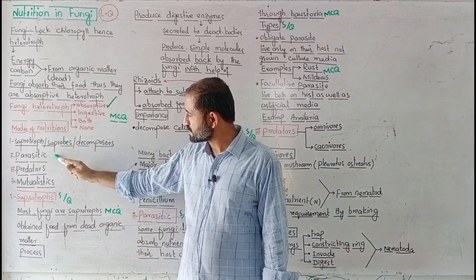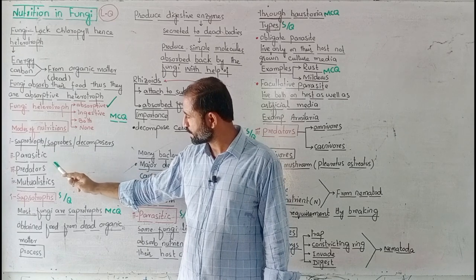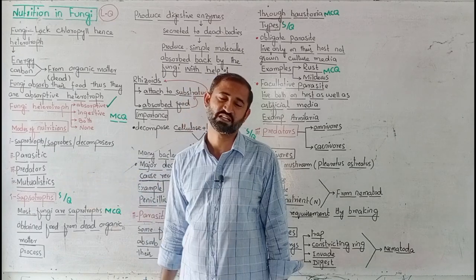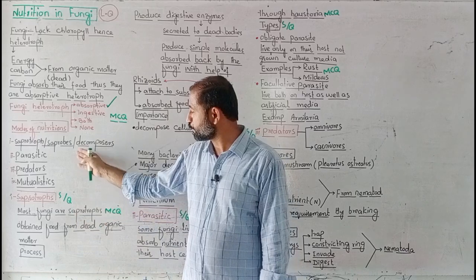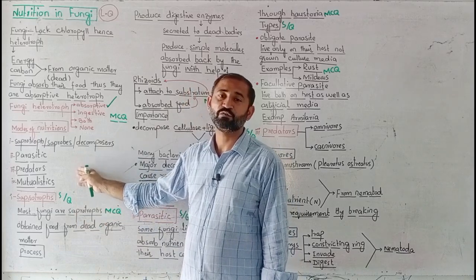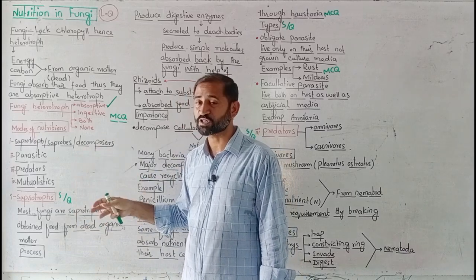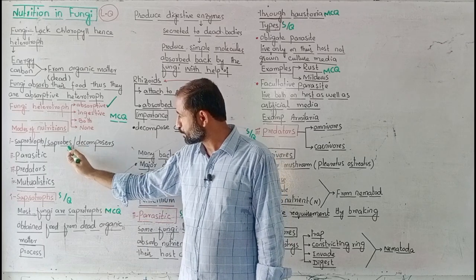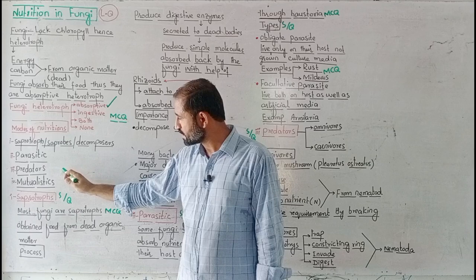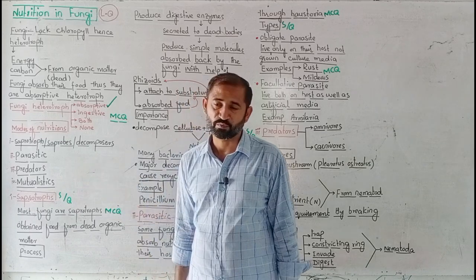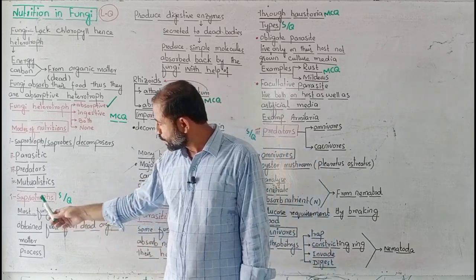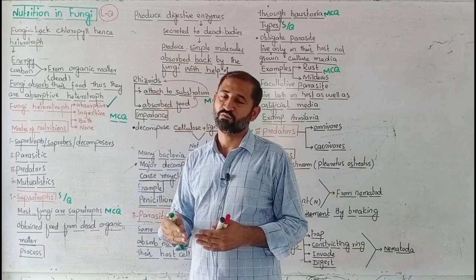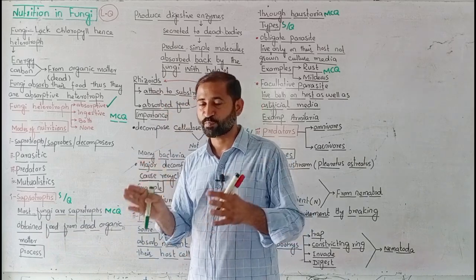First is parasitic mode of nutrition, second is predator, third one is mutualistic association. These four are different mechanisms of food absorption in fungi. Number one, saprotroph, number two, parasitic, number three, predator, number four, mutualistic. And we will explain them one by one. First of all, we will explain saprotroph.